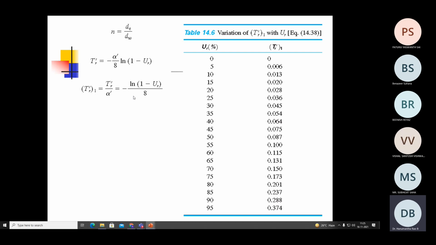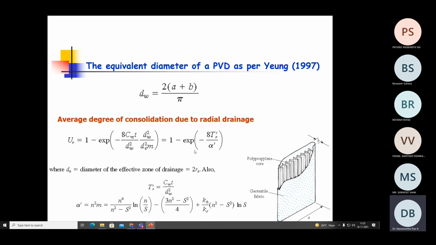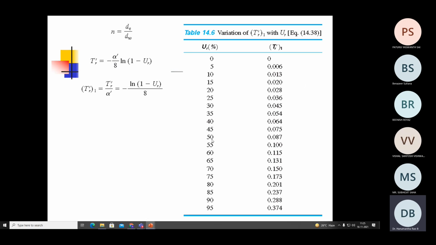Okay, so this is the equation, and you also do not need to remember most of the equations. You can also pick up the values of UR directly instead of calculating using this equation. UR is equal to 1 minus exponential of minus 8 TR by alpha dash. Alternatively, you can use this table. If I know the TR value, I can directly pick up the value of the UR.